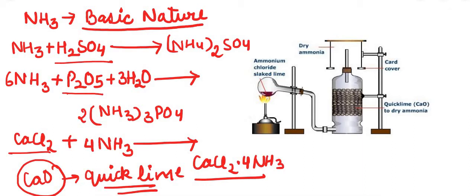Okay, remember this. Now the next thing is about this diagram, about the procedure. We are taking ammonium chloride as well as slaked lime. Slaked lime is calcium hydroxide, and we take it in this round bottom flask. That round bottom flask is slanted, and we provide heat to it.